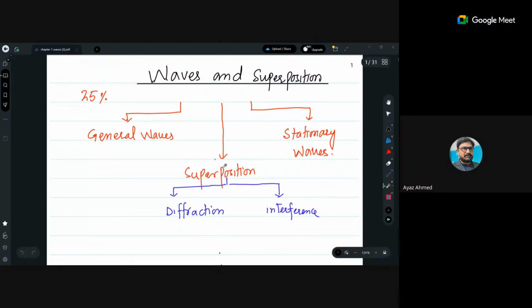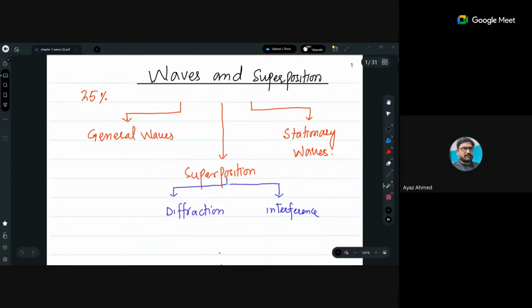The second topic is superposition, which is basically divided into two parts. One is diffraction, and the second part is interference. We have to talk about these two combinedly. They are not separated out. They are a combination. And then we have to talk about stationary waves.